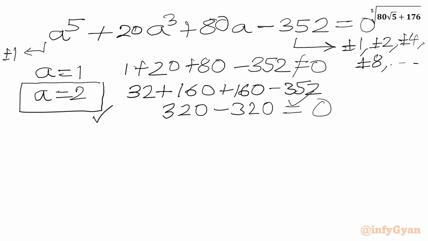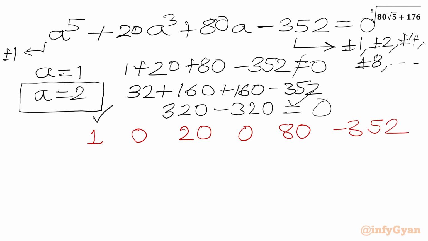Now I will write all the coefficients of the degree 5 equation. The coefficient of a power 5 is 1. A power 4 is missing, we will write 0. The a cube coefficient is 20. A square is missing, we will write 0. Then we have 80. The constant is minus 352.